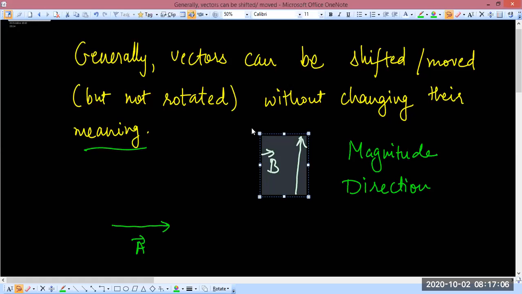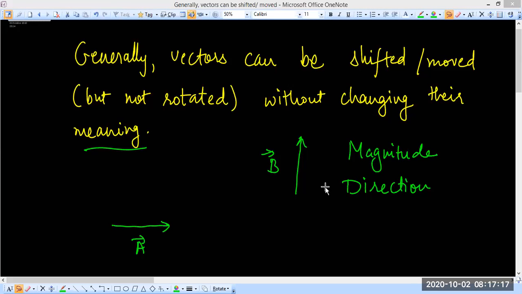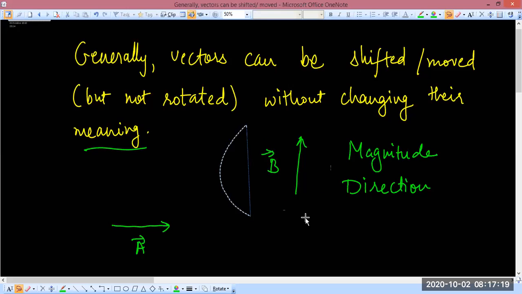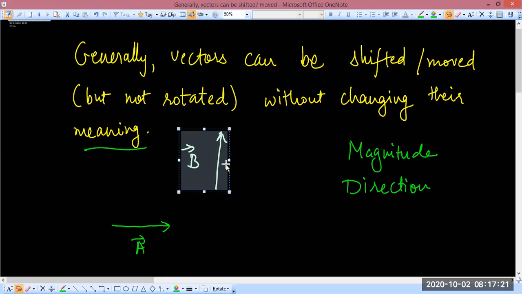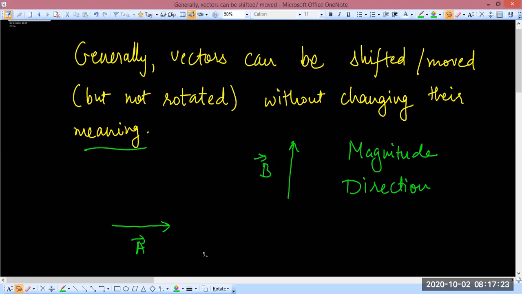This is one of those things that is very easy to explain on a computer. It would be a nightmare to explain on a board, but here I can do it so easily thanks to OneNote. So you can see you can shift it, direction does not change. Obviously magnitude will not change. Why magnitude? Because magnitude is indicated by length.